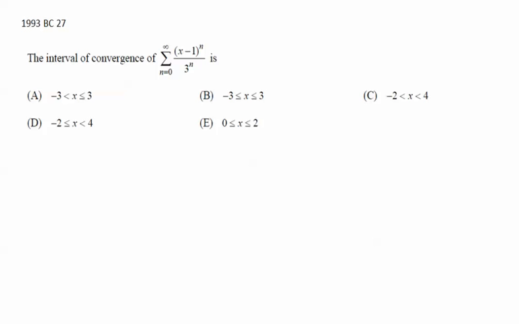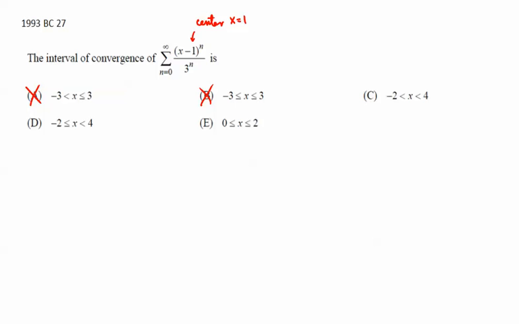1993 BC 27. Let's try our shortcut again for this. We can see that the center is very likely at x equals 1 there. And since it has to be symmetric about x equals 1, then x equals 3 and negative 3 can't be it. x equals 1, C could be, D could be, E could be as well. So we got rid of those two choices.